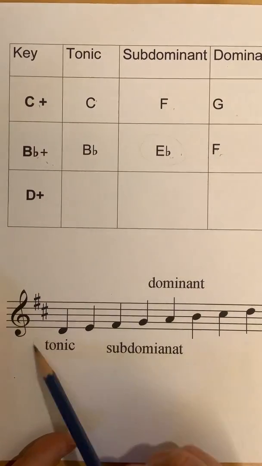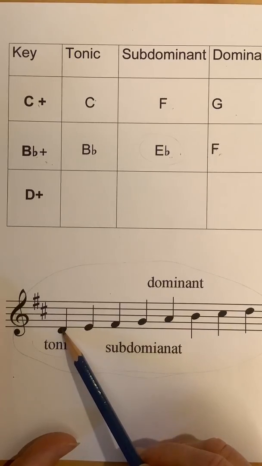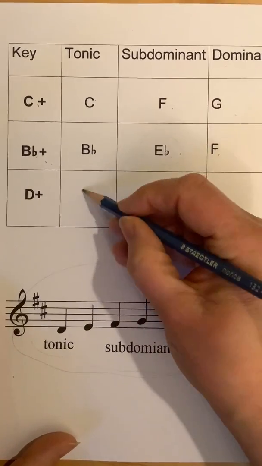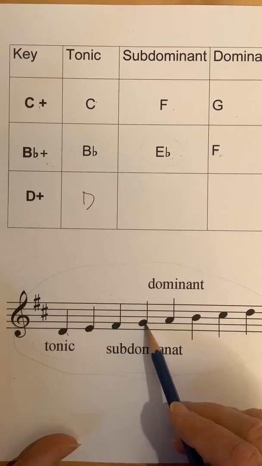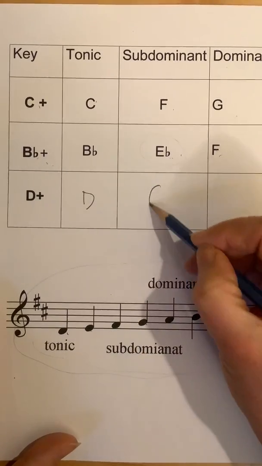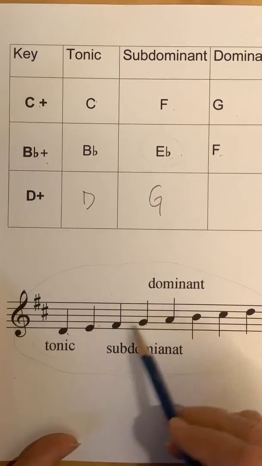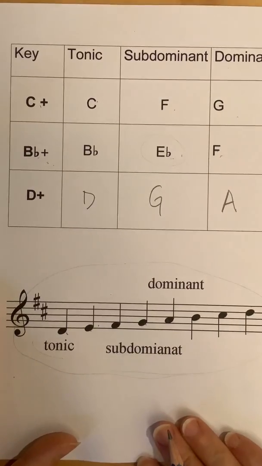Now, here's the D major scale, so you can see it yourself. The tonic is the first note, so the tonic is a D. 1, 2, 3, 4, the subdominant is a G. Is it sharp or anything? Nope, because we only have 2 sharps. So our subdominant is a G. And 1, 2, 3, 4, 5, our dominant is the A. I hope this helped.